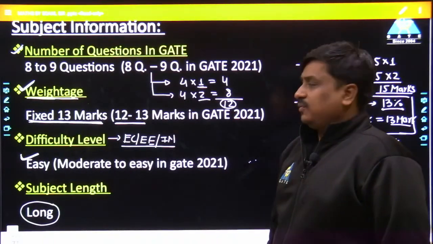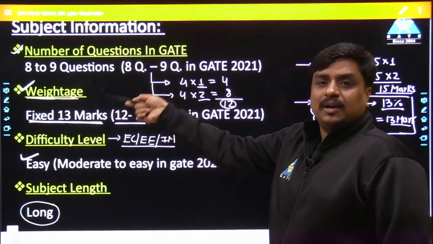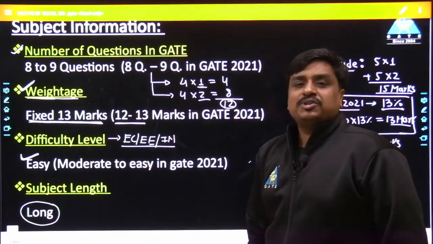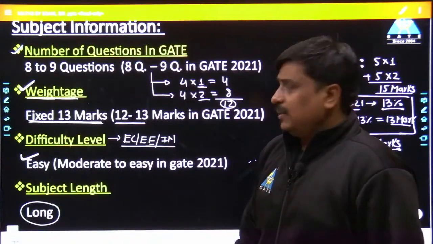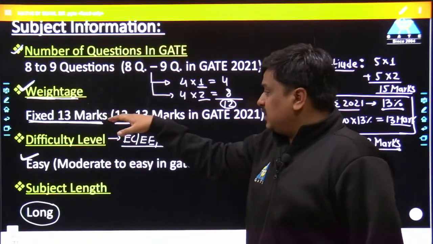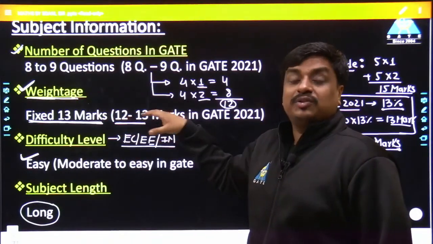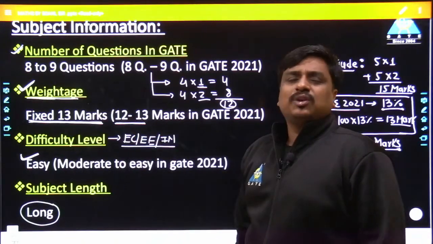Similarly, if we talk about their weightage, yes, they had committed that they would frame a question paper which would have the weightage of engineering mathematics somewhere around 13 marks, and yes, they have fulfilled their commitment. The variation of the marks was between 12 to 13, precisely you can say 13.